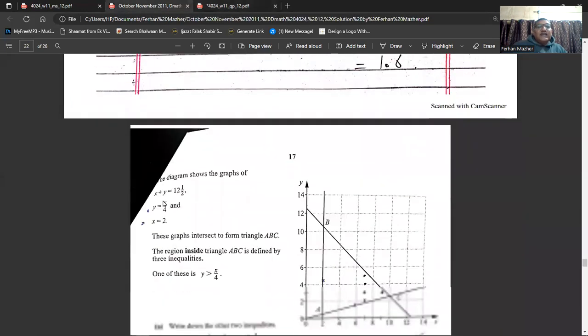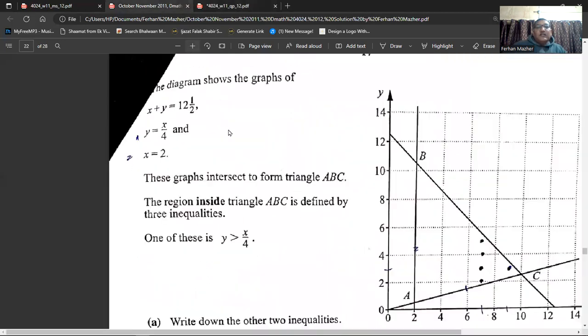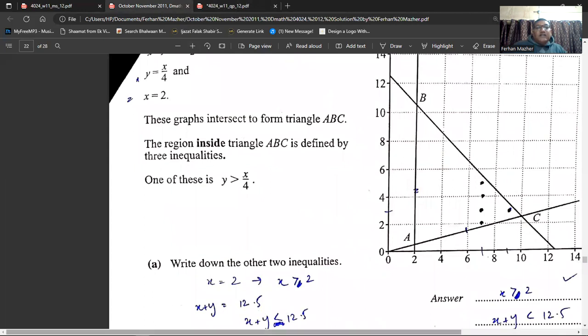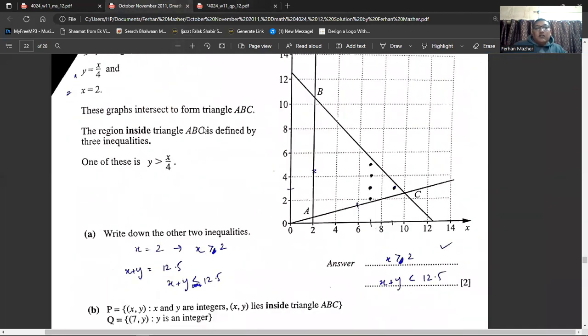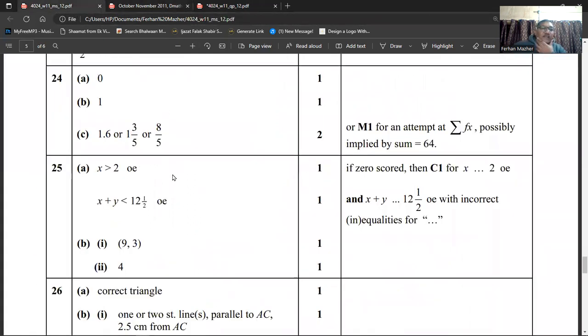I hope you understand. So you can see here, we have written the inequalities. x is greater than 2 and x plus y is less than 12.5, because the area is below this line. So the crocodile's back is towards the y. The area is on the right side of this vertical line, so the crocodile's mouth is towards x. So let's check. So our answers are right, sir.